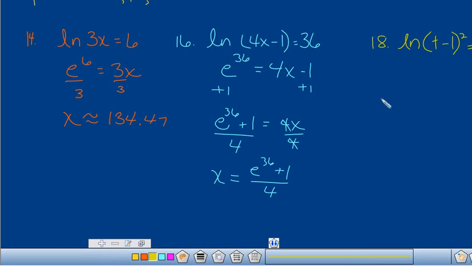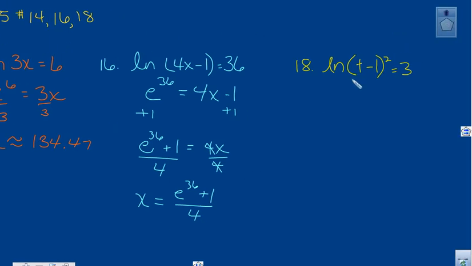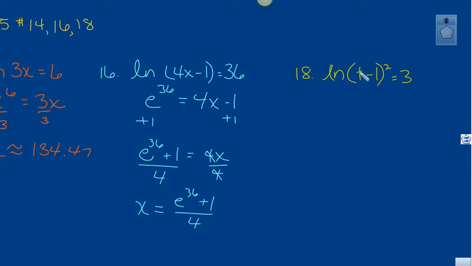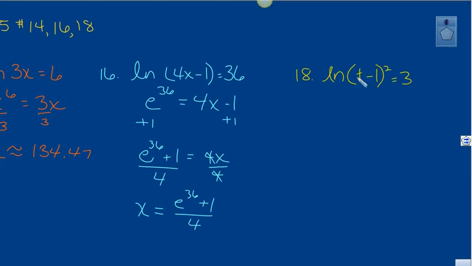The next question, again, we want to just make sure it's completely isolated, and all three of these questions we've done so far, that seems to be the case. We cannot tear this apart or separate it because it's all attached to this logarithm. So I'm going to start with natural base e. The logarithm is the exponent, so 3 is the exponent. And I'm going to set that equal to t minus 1 quantity squared.